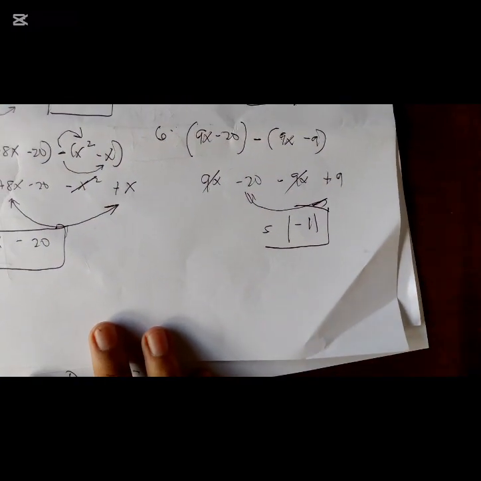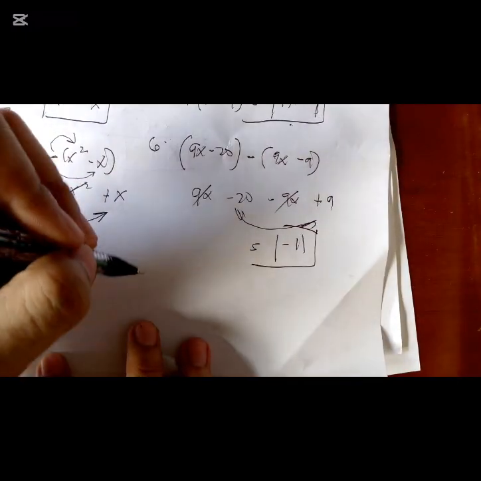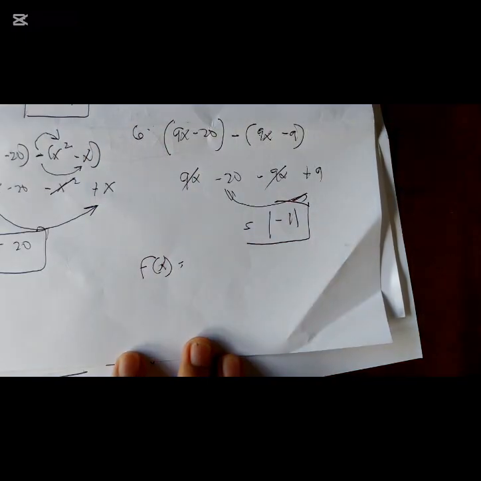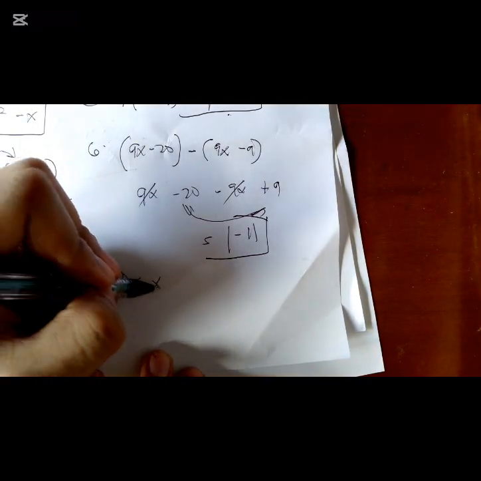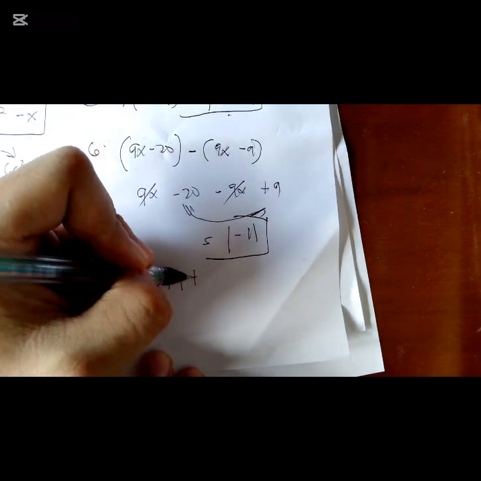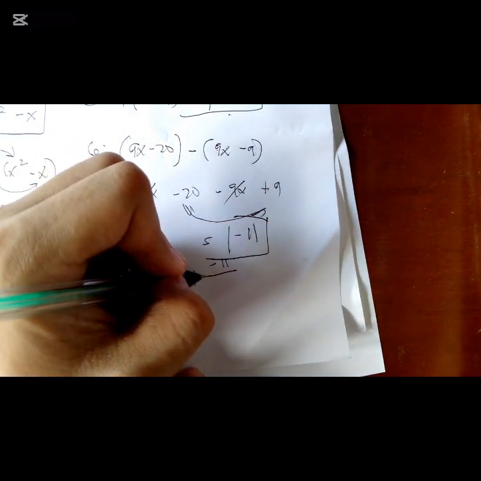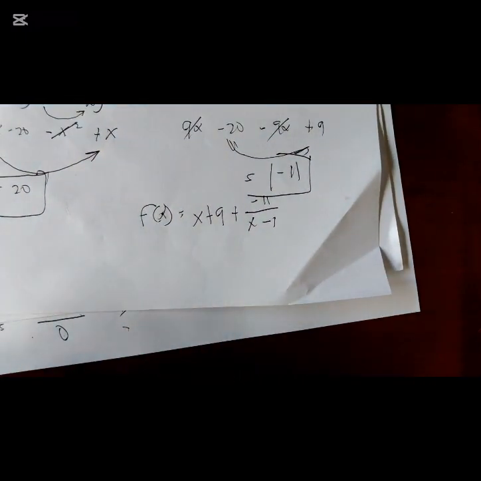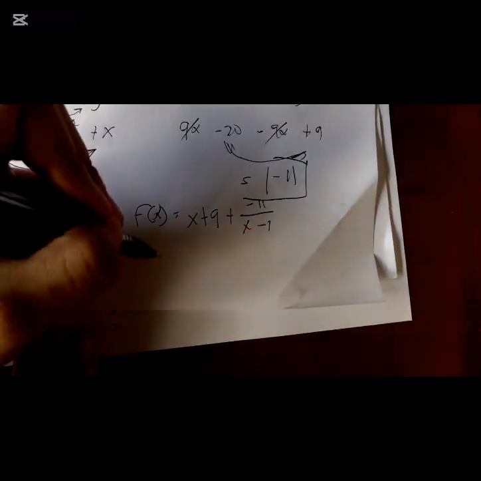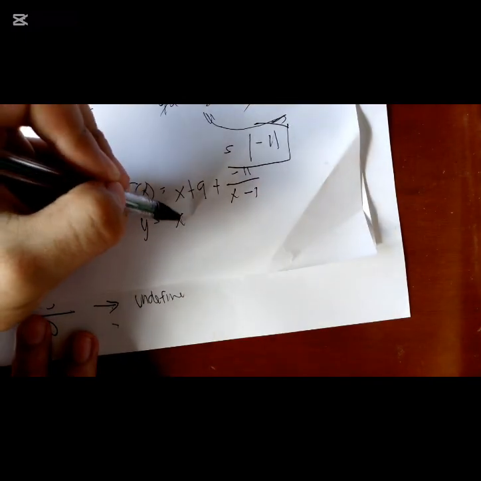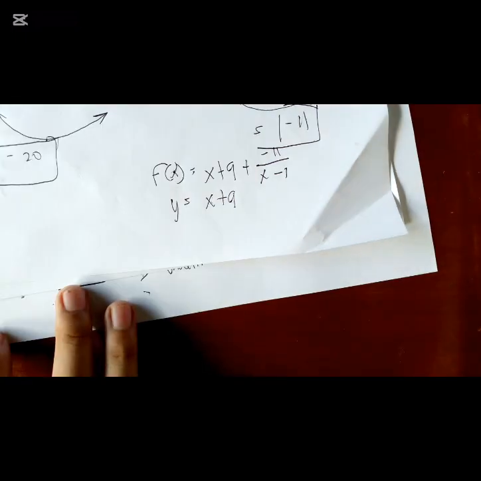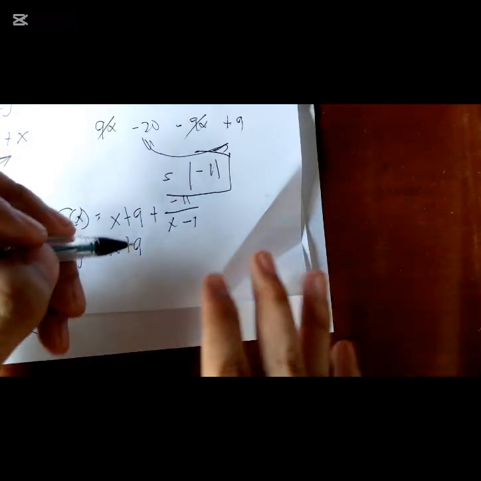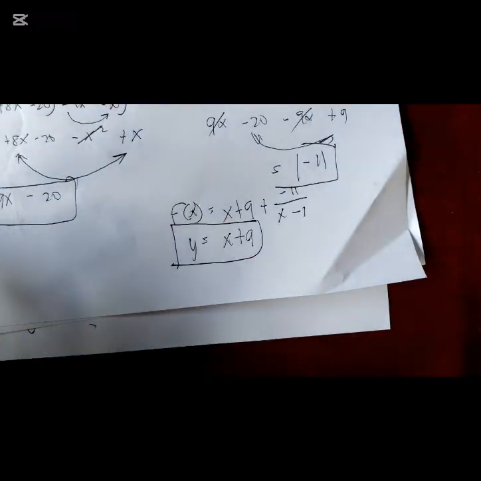So in summary, we find the division f of x equals x plus 9 plus negative 11 over x minus 1. And then the oblique asymptote is given by the linear division, which is y equals x plus 9. In summary, the oblique asymptote of the function is y equals x plus 9.